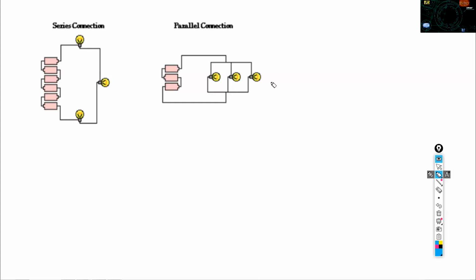Now, how are they going to divide it up? That's going to be based off resistance. More is going to go through the lower resistance. However, if it's $7 to go through this plaza, you're going to deposit $7 here. If you went in this lane, you deposit $7. If you went in this lane, you deposit $7. So your voltage drop will be the same across each one.